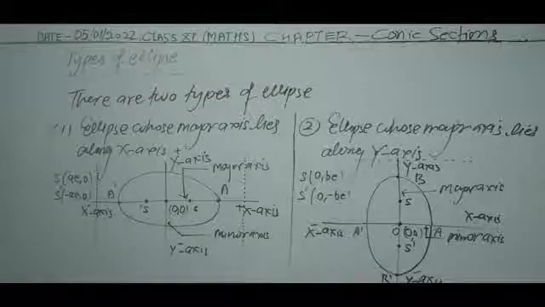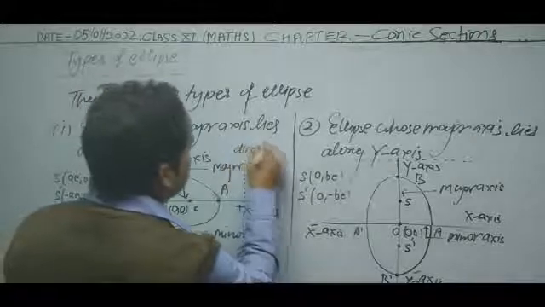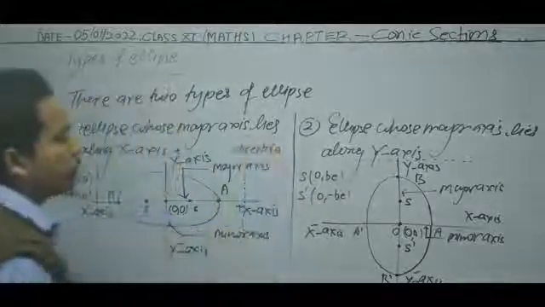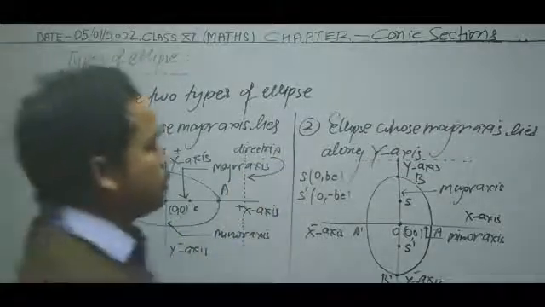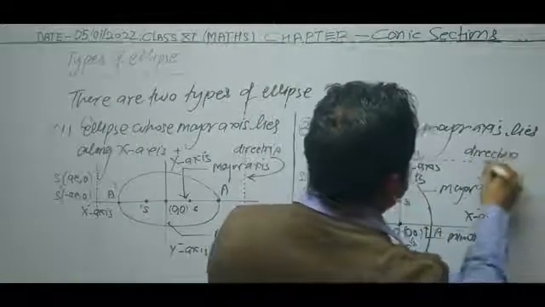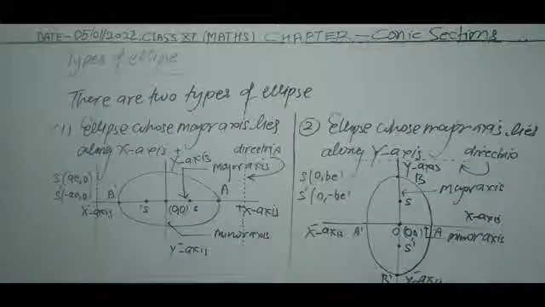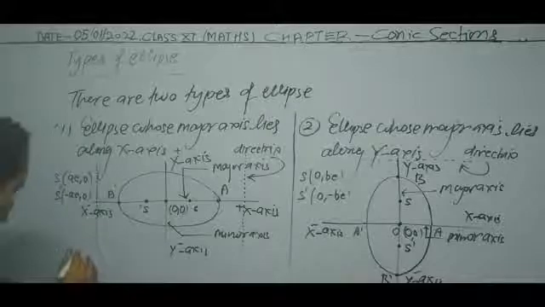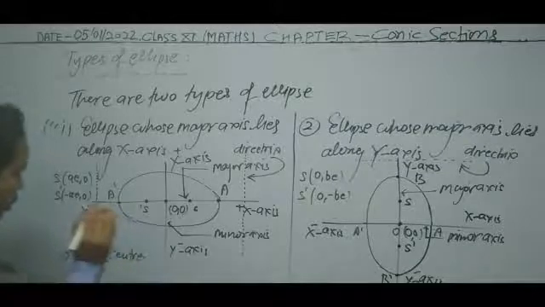So you will see, this is the line directrix. This is also the line directrix. And you know, the point O is the center. The point O is the center. O (0, 0), this is the center of the ellipse.